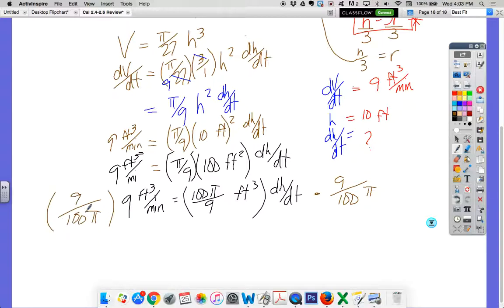So when you do that, these cancel. And that was your whole little point, is to get rid of it. dh over dt. Over here, you just think of that as over 1. So 9 times 9 gives you 81. And if this is feet cubed, that's on top. This needs to be feet cubed on bottom, right? Feet. Oh my goodness.